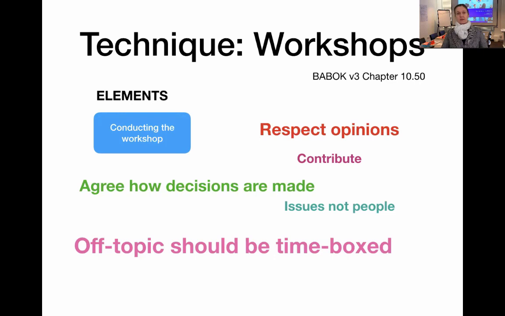Agree in your workshop how we'll make decisions. And remember to focus on the issues, not on the people. So it's about the particular issue, independent of who is involved or responsible for the issues. And if people get off topic, something that happens quite often and very easily, make sure that this is time boxed. So let it go for a little bit, but then make sure that your facilitator steers people back in a timely fashion onto the agenda.